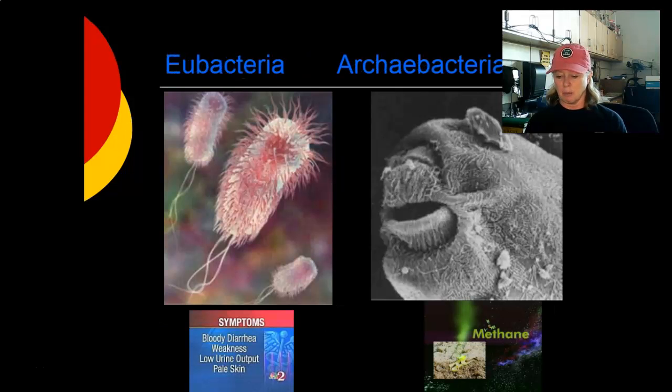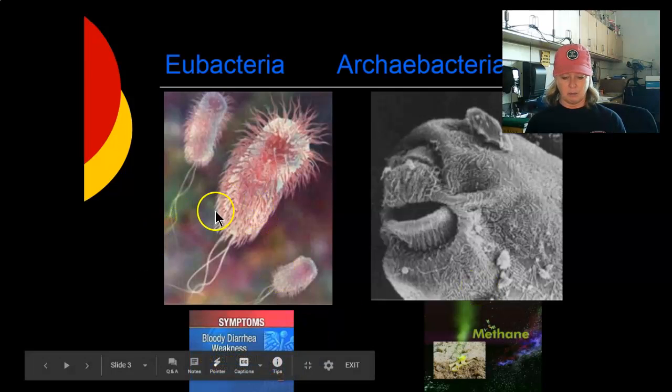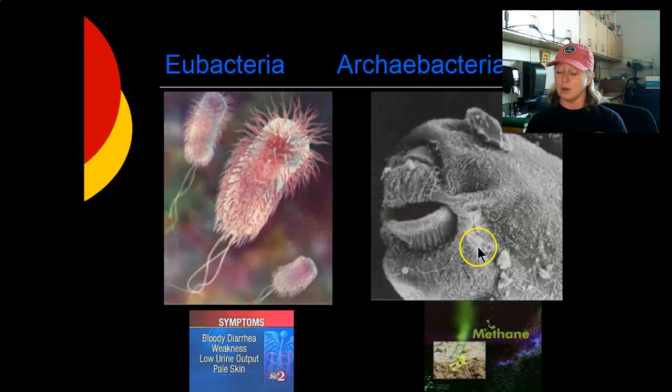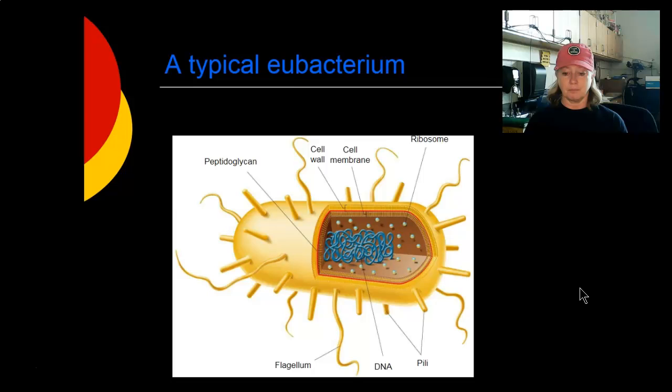Alright, so here's just a couple pictures of eubacteria and archaea. And I've got, let's see, I'm pretty sure this is an E. coli. And as a matter of fact, I'm positive that's an E. coli. And this is a methanogen, which is one that lives in cows and makes methane.